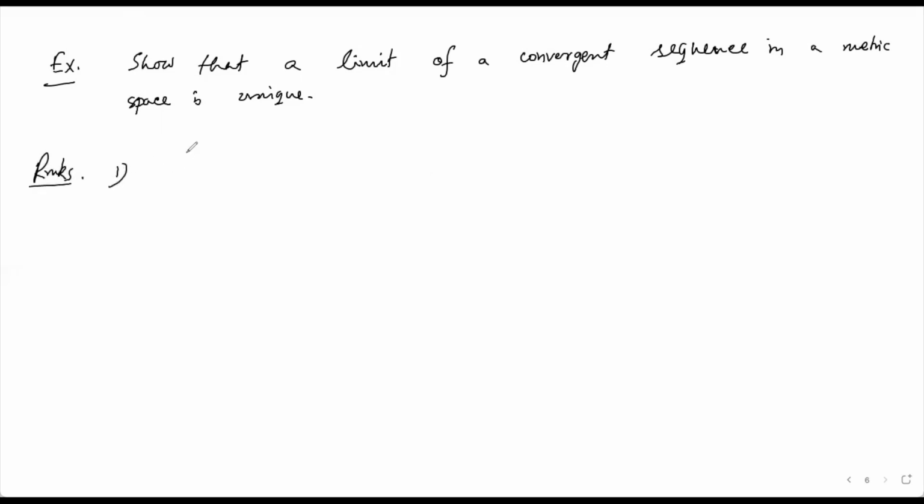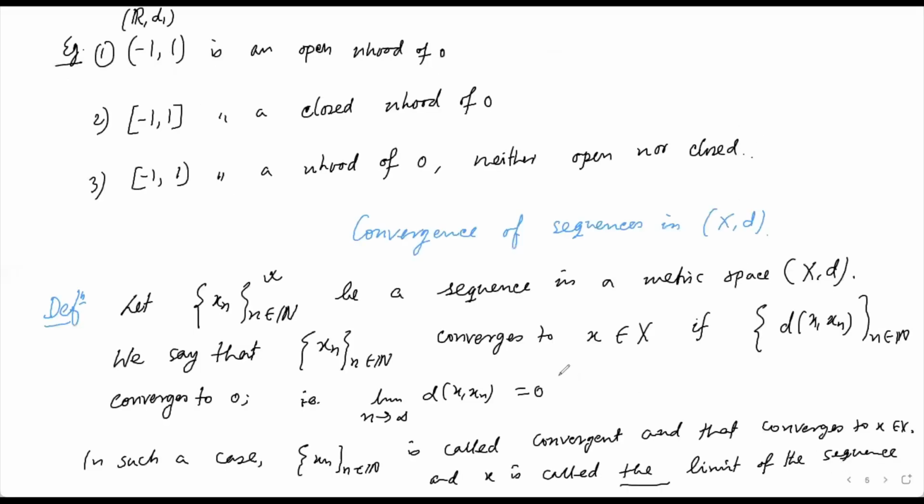First remark: the sequence xn converges to a point x belongs to X if, for given epsilon greater than 0, there exists... So the sequence converges to a point x.